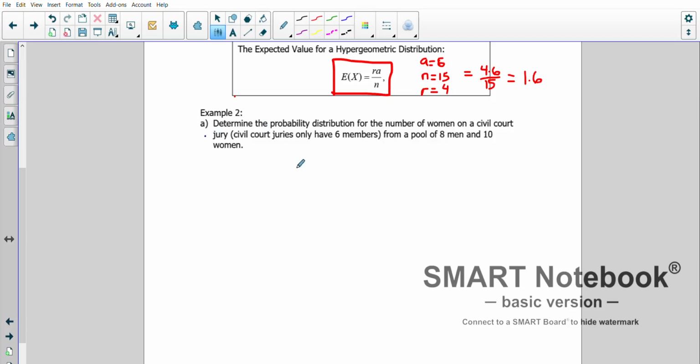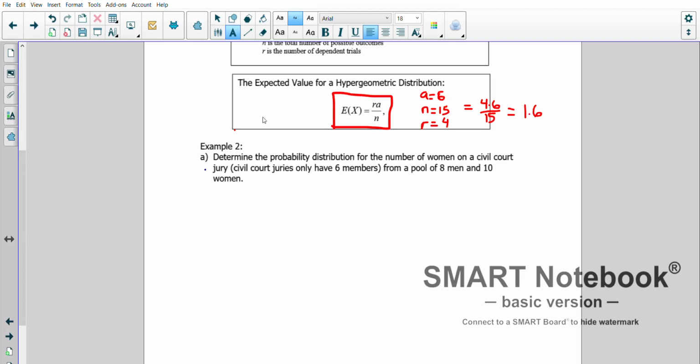Determine the probability distribution for the number of women on a civil court jury. So there's 6 members from a pool of 8 men and 8 women. So the random variable x would be the number of successes. The possible outcomes would be 0 women, 1, 2, 3, 4, 5, and 6. So it's a pretty big chart.